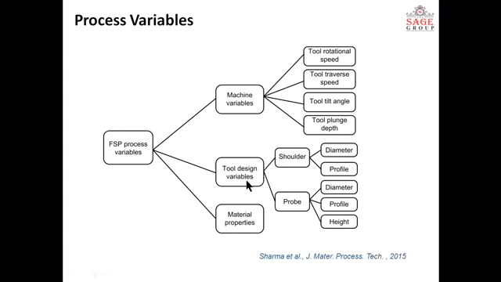So other parameters are related to the tool design, and number one is the shoulder. Shoulder diameter and profile. The profile plays a very important role. We will discuss it later on in the tool geometry section.